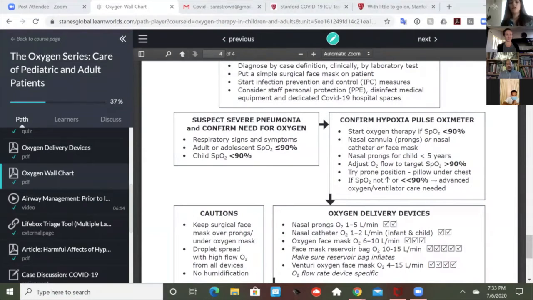You can try the prone position. You can try that while the patient's awake. That means placing a pillow under the chest, but they're still awake and they're just prone, which means the belly is down. And if the SpO2 is not greater than 90%, you can try advanced oxygen or ventilator care as needed.